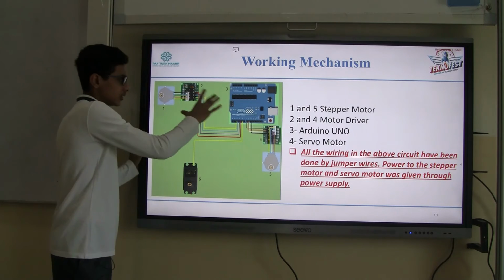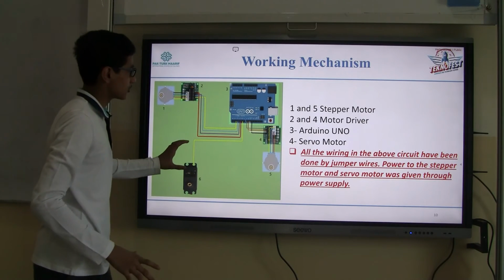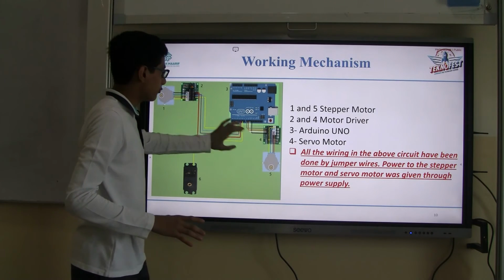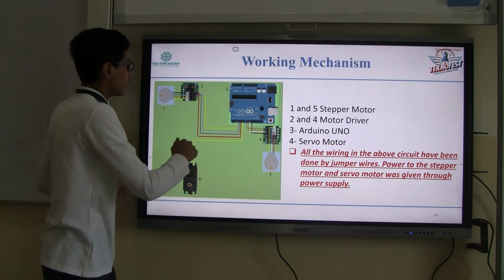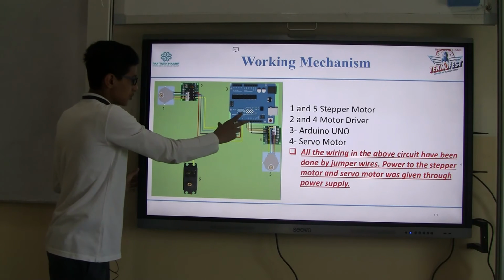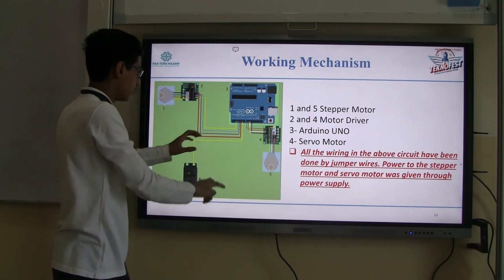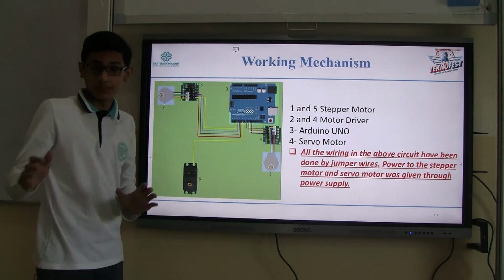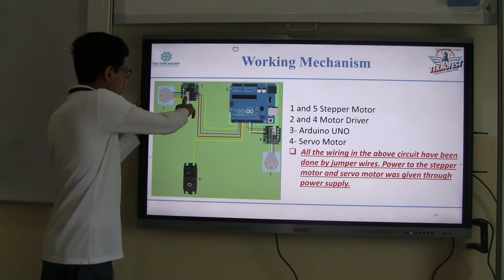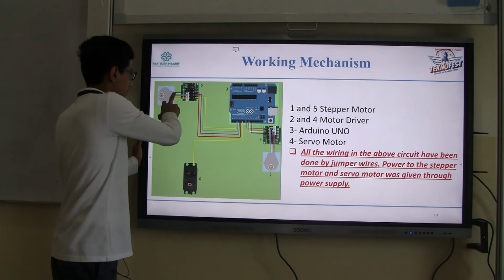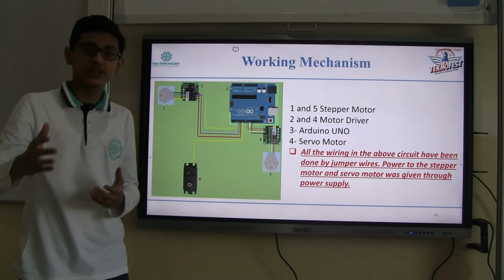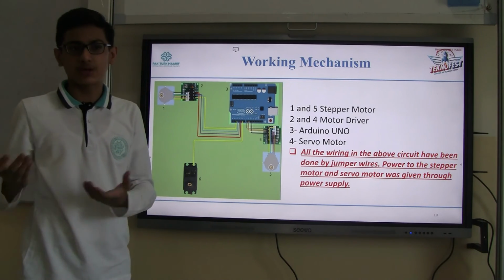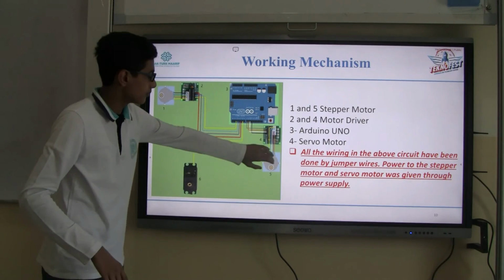This would be the structure of my CNC XY plotter. 1 and 5 are the stepper motors, and 2 and 4 are the motor drivers. After that, the third one is an Arduino UNO, and the fourth one is a servo motor. All the wiring in this circuit has been done with jumper wires, and the servo motor and the stepper motors are activated by a power supply. We would give the power supply from a socket or a battery.